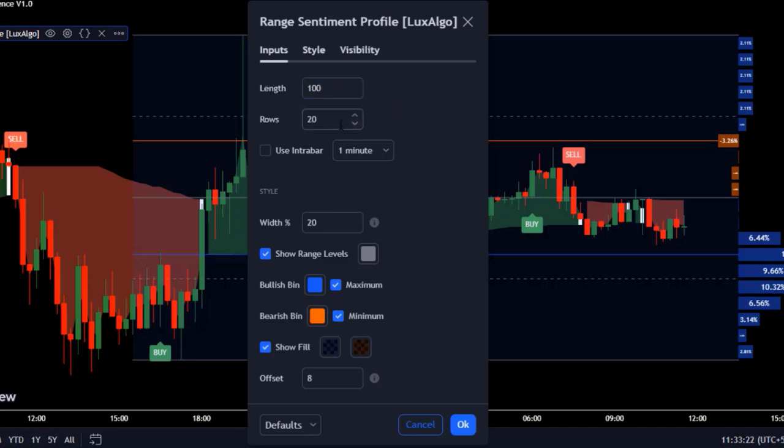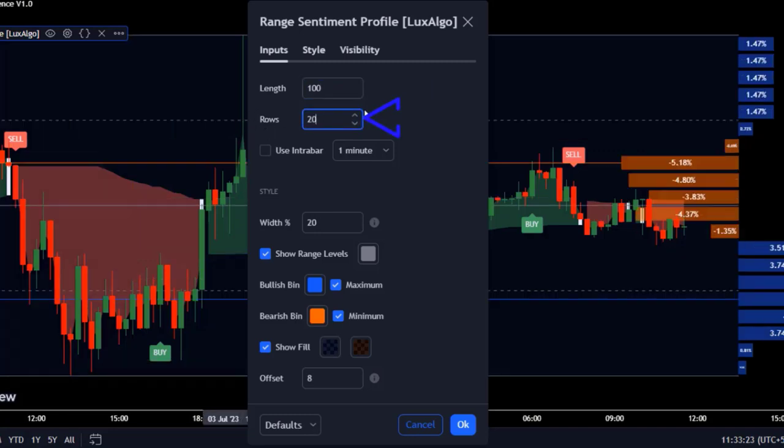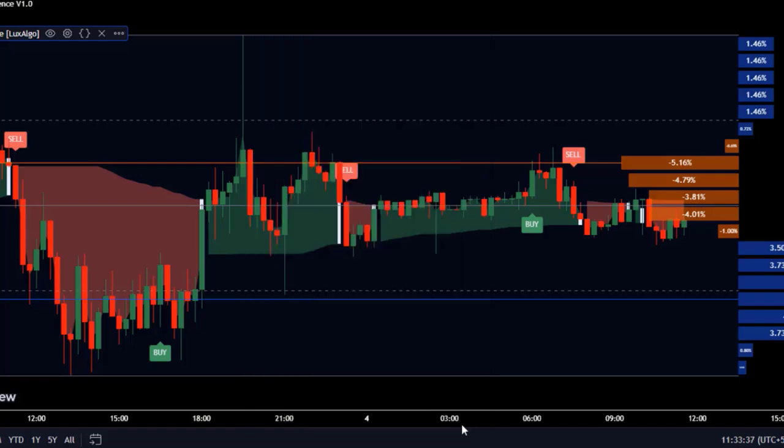Next, let's discuss the rows parameter. This parameter determines the number of price areas into which the price range is divided. Adjusting it allows you to customize the granularity of the analysis. Increasing the number of rows provides a more detailed view of the price range, while decreasing the number of rows offers a broader perspective. By fine-tuning this parameter, we can strike a balance between detail and overview, aligning the analysis with our trading objectives. For our strategy, we will keep the rows parameter unchanged.